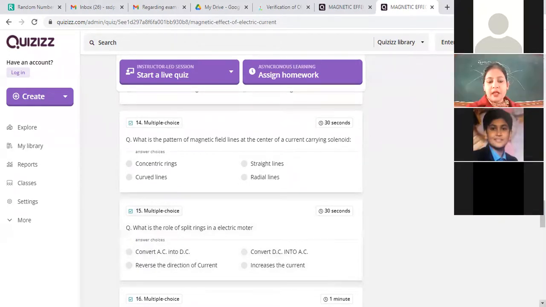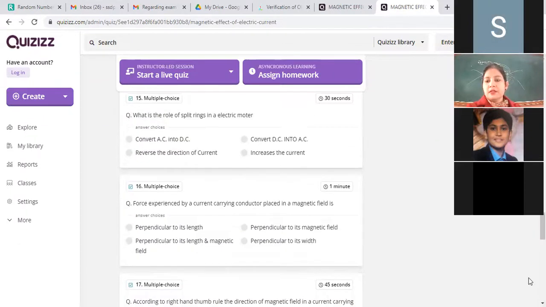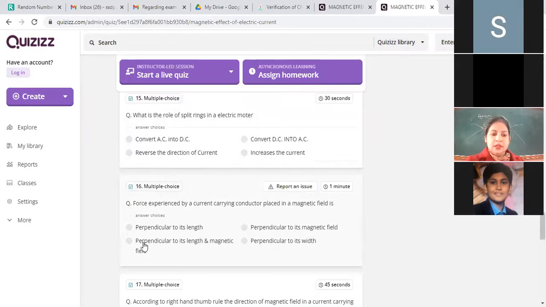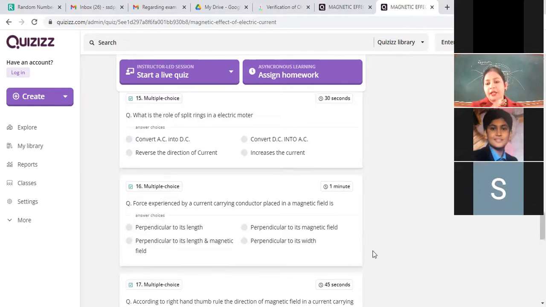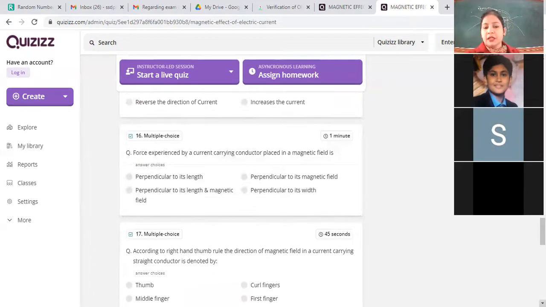What's the role of split rings in an electric motor? Split rings. Shantanu: Reverse the direction of current. Reverse the direction of current so that the coil keeps on rotating in the same direction always. So this is a function of the split ring commutator arrangement to keep the coil moving in the same direction. That is possible when after half rotation, the direction of current reverses through both the arms. So it reverses the direction of current, or you can say it keeps the coil rotating in the same direction always.